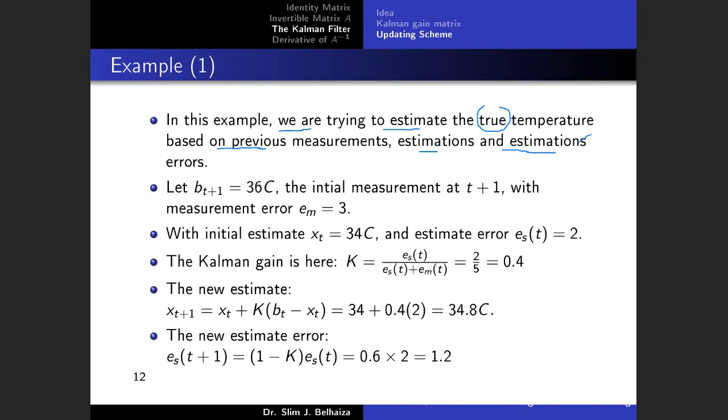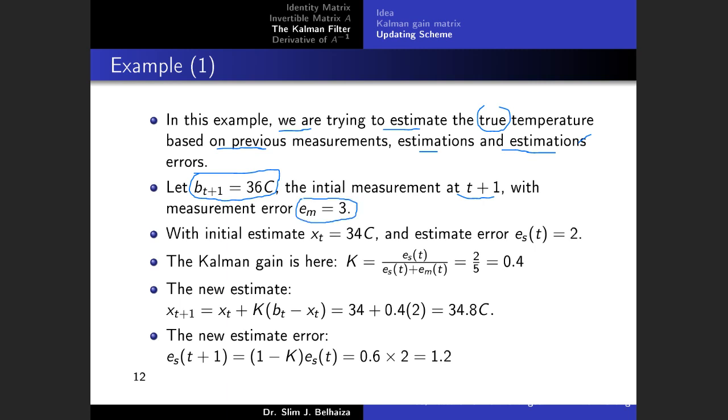Okay, and estimation errors. So for example, suppose that there is a new measurement of the temperature, and this new measurement is saying that your temperature is 36 Celsius. So the initial measurement at T plus 1 is BT plus 1, and the apparatus you're using to take this measurement has an error of about 3 degrees.